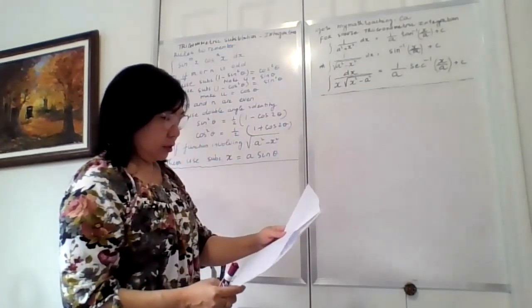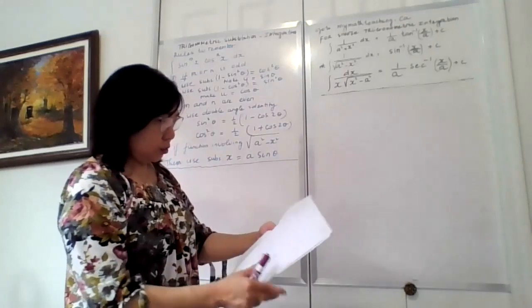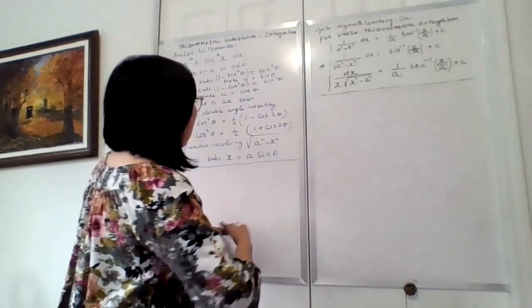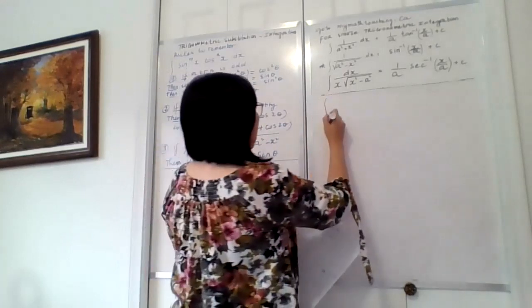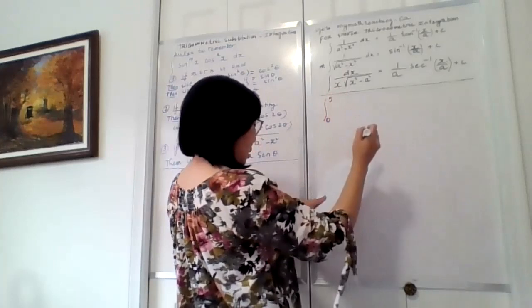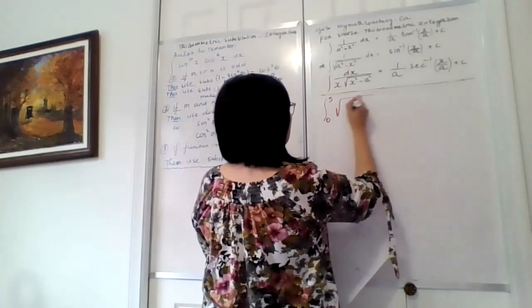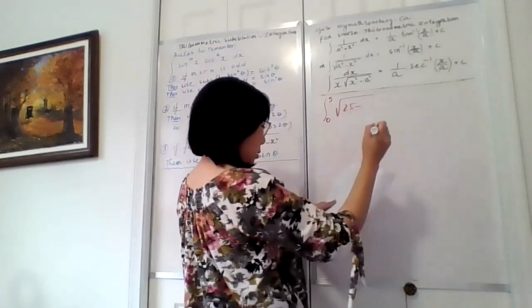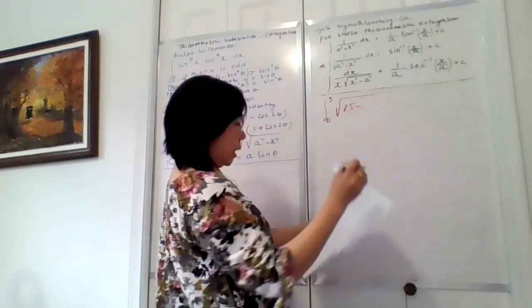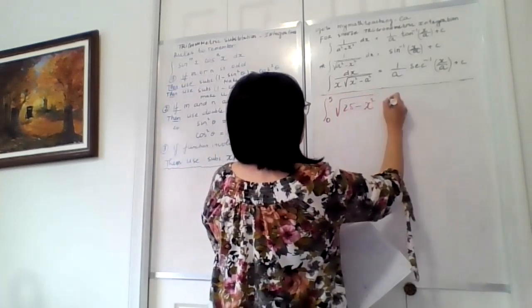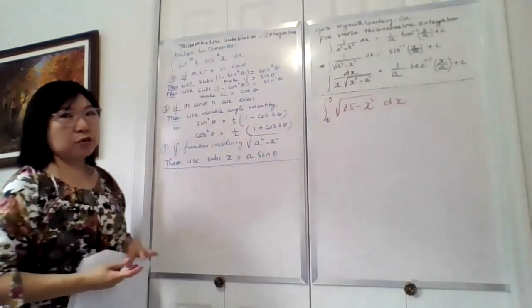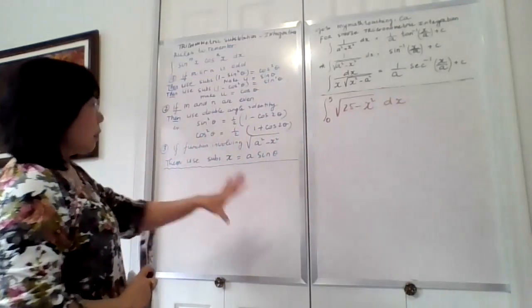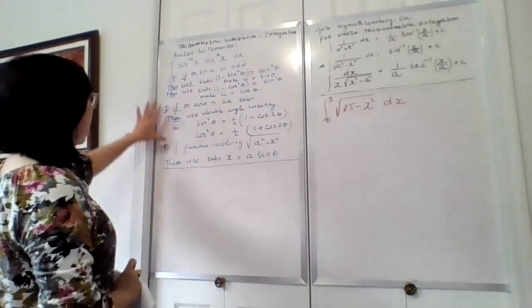So now, let me show you the second question. Okay, let's do this question now. We're going to evaluate from 0 to 5 of 25 minus x squared dx. Okay, in this question, what do you notice? What tip are we going to apply here?